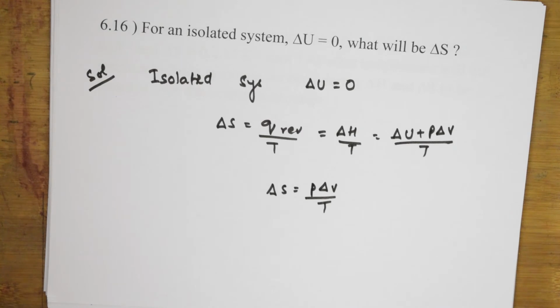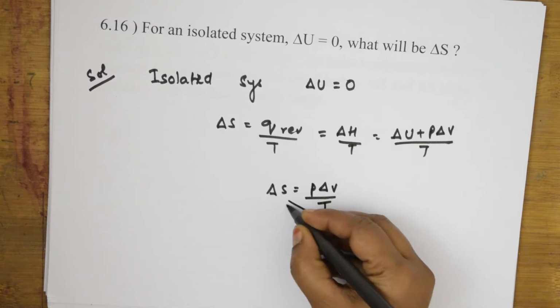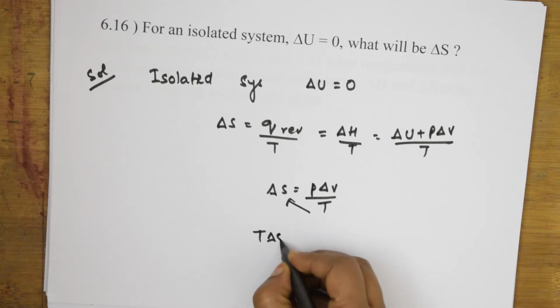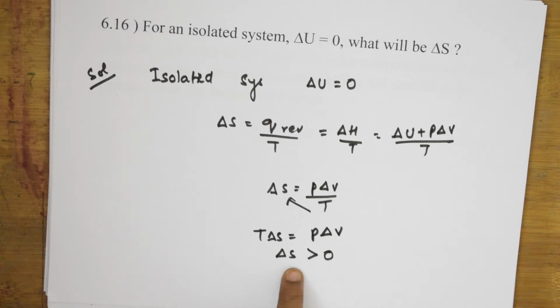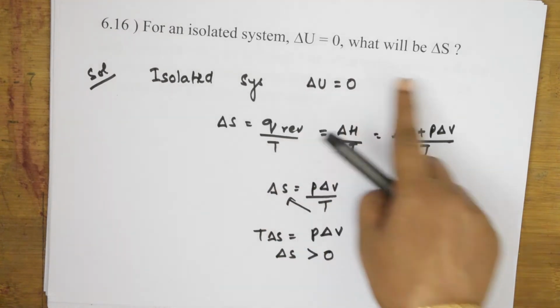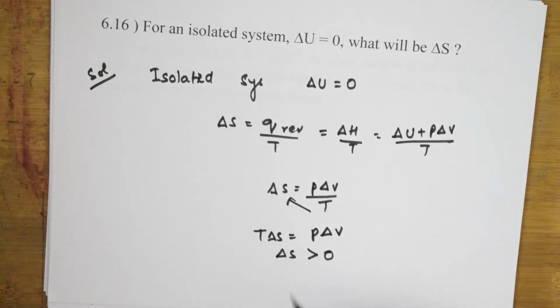Right? Fine. So T delta S, that is nothing but T delta S, isn't it? So when I cross multiply this here, what will it become? It will become T delta S is equal to P delta V. That means, what does this say? This delta S value is greater than 0. Isn't it? So they said delta U is 0, then delta S will be greater than 0. So this is your answer which you should remember.